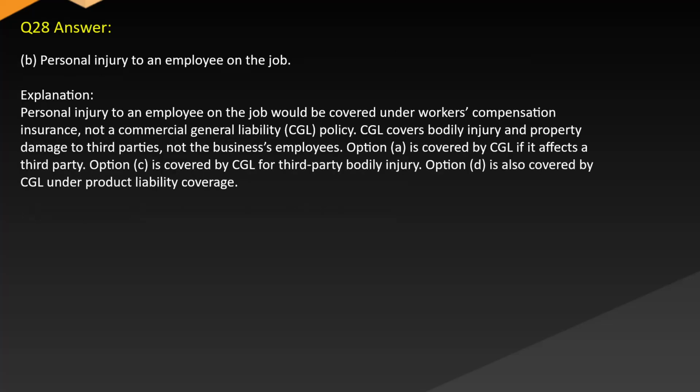Answer: B. Personal injury to an employee on the job. Explanation: personal injury to an employee on the job would be covered under workers' compensation insurance, not a commercial general liability (CGL) policy. CGL covers bodily injury and property damage to third parties, not the business's employees.